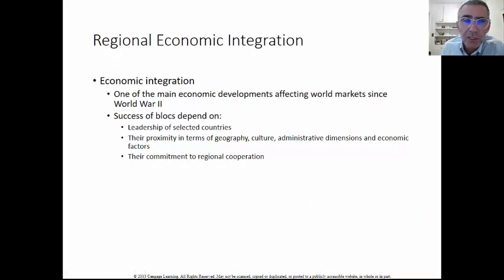All right, so the regional economic integration is what we've talked about with the North American Free Trade Agreement, etc. Going back to what I've just talked about, one of the main economic developments affecting world markets since World War II. I just told you about that. These are called trade blocs, BLOC, trade bloc, right? So the North American Free Trade Agreement is a trade bloc. The European Union is a trade bloc. Their leadership of selected countries, the proximity of the countries usually is a big deal.